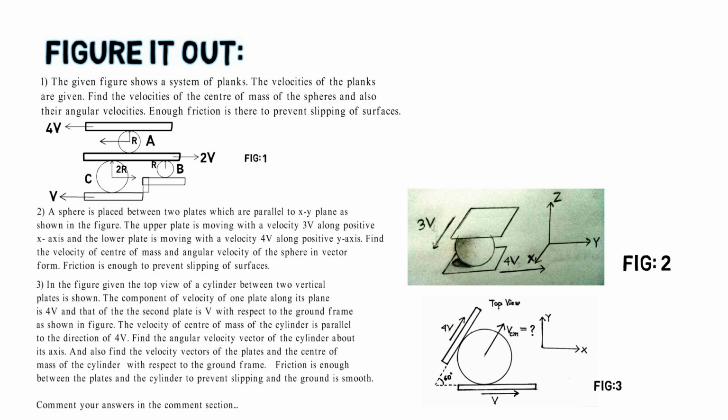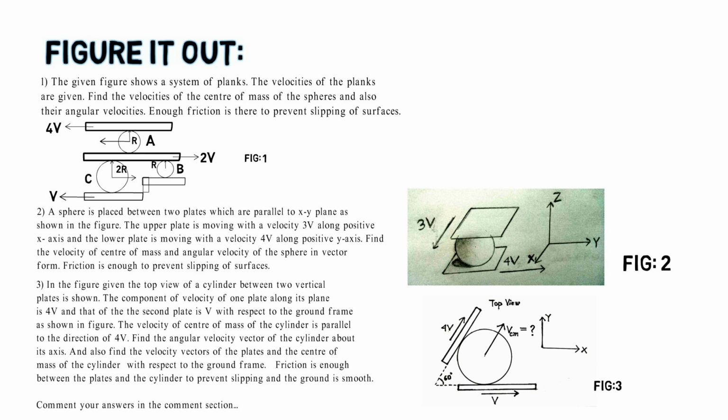Number one is: the given figure shows a system of spheres and planks. The velocities of the planks are given. Find the velocities of the center of mass of the spheres and also their angular velocities. And enough friction is there to prevent the slipping of the surfaces. So you just need to watch the diagram carefully and you can easily solve the problem.